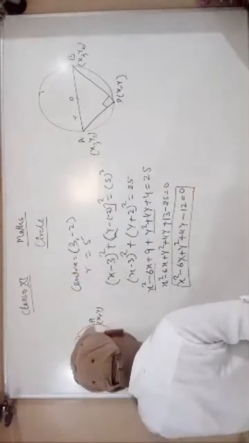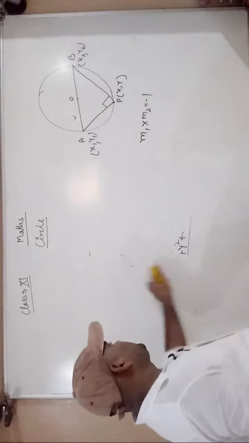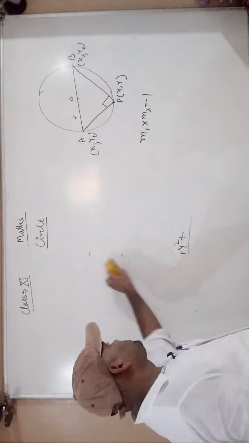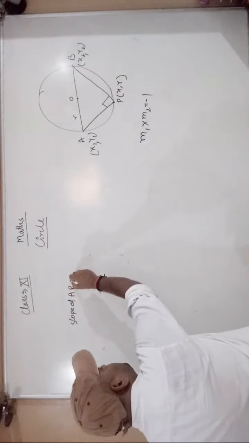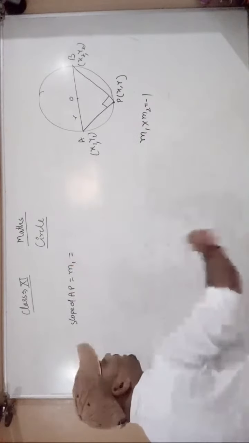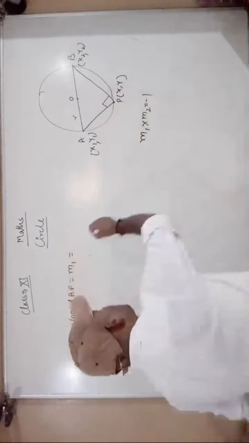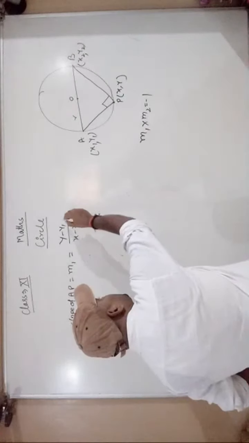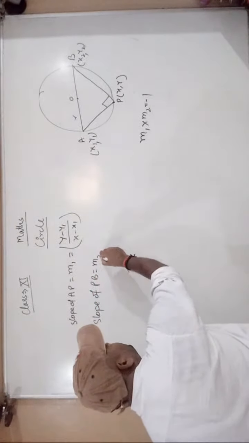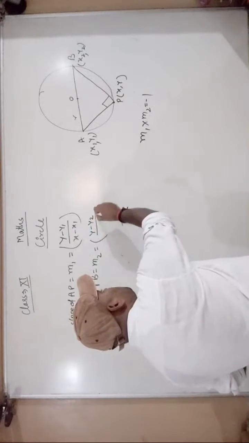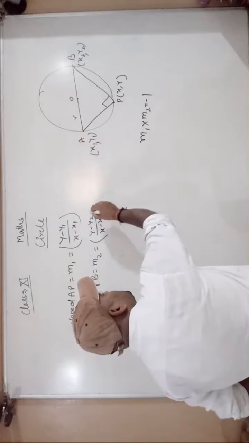Okay, so how can we find it? If you remember, it is to find their slopes. First, the slope of AP, denoted by M1, is equal to (y minus y1) upon (x minus x1). To find the slope of PB, let us denote it by M2, it is (y minus y2) upon (x minus x2).